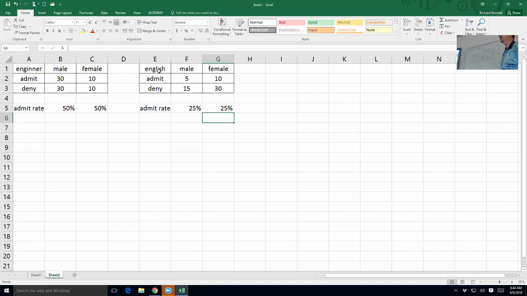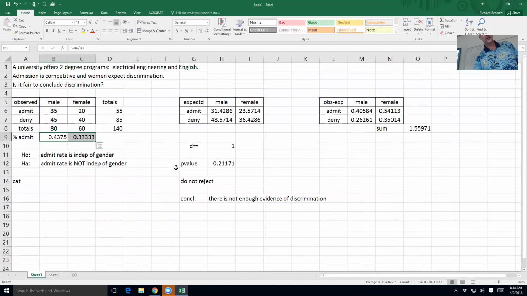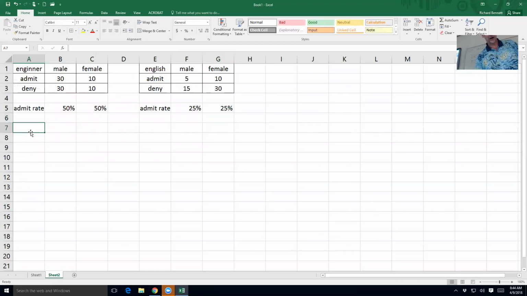So what do you think? Is there discrimination going on? No. Okay. Now let's go back to our first number again. Why does it appear that there is some discrimination going on when there's no discrimination going on? Okay. This is an example of what we call Simpson's Paradox.